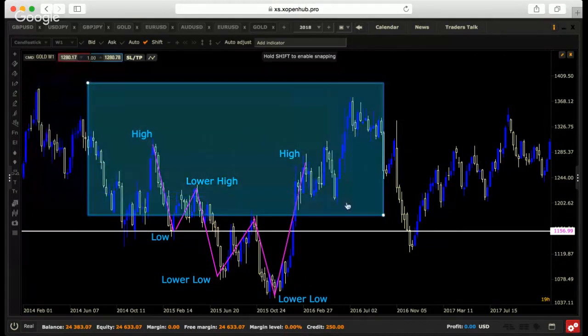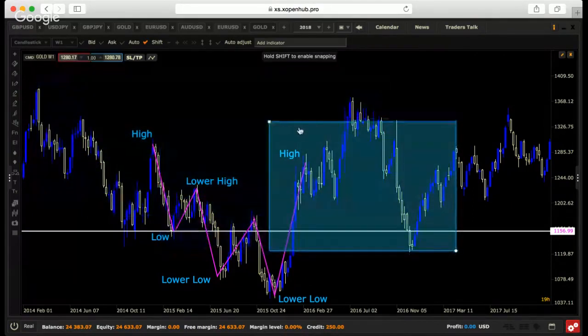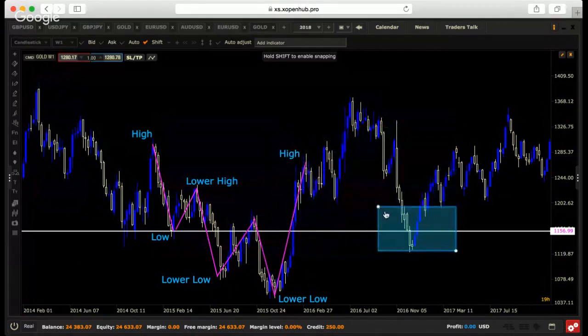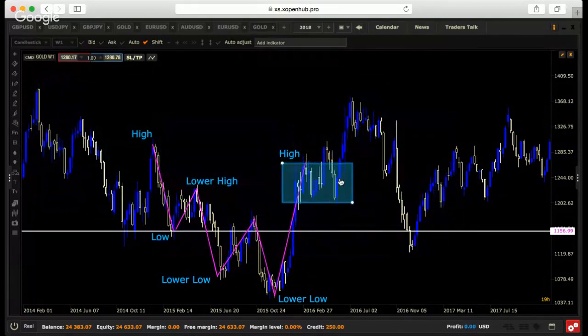Boy, that was not a contraction. That thing was tripping. This is basically the contraction point right there. And then we get this pullback right in here. And this is our higher low right here, okay?